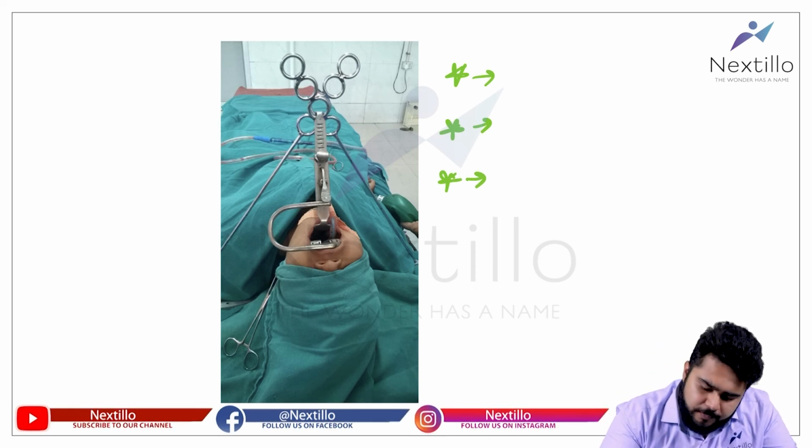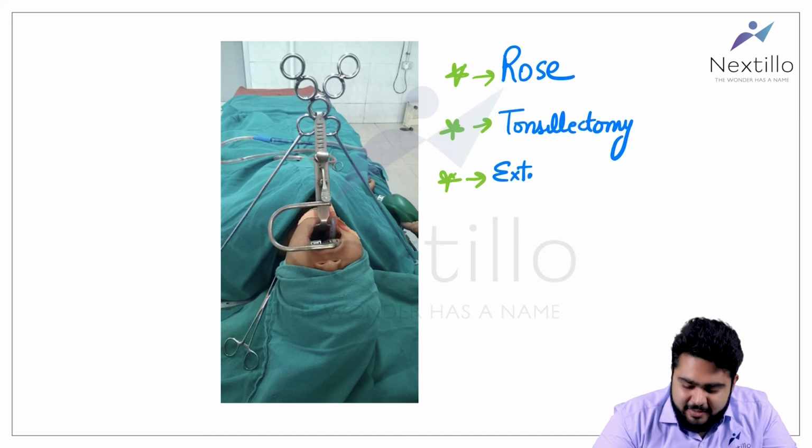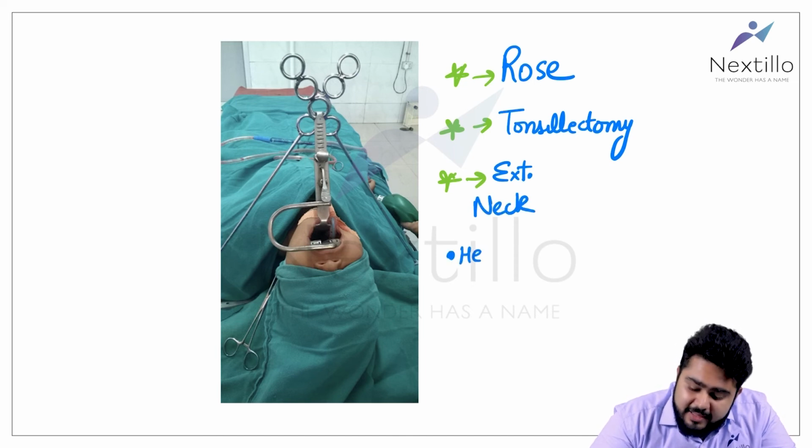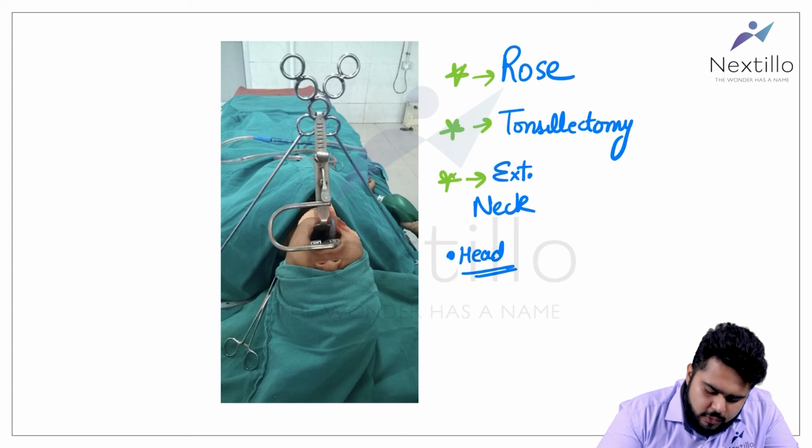So first of all, this is Rose position. Surgery being done: tonsillectomy, can be even adenoidectomy. Now in this, a very important thing: extension is done at the level of the neck. So neck is extended and head is extended. See, these are two different things. How? I'll tell you. First, I'll try to draw so that you can understand.